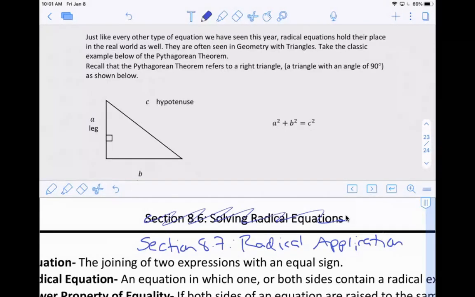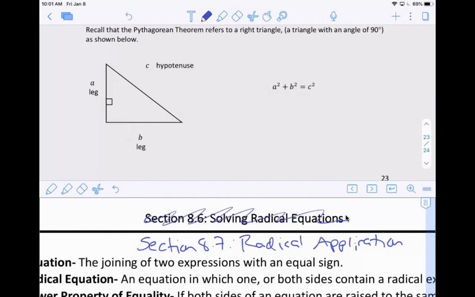It's easy to remember. A squared plus B squared equals C squared. It's one of the most beautiful things ever to be created in math, at least in my opinion. So why would this now apply to radical equations? First off, let's remind ourselves exactly what this means.